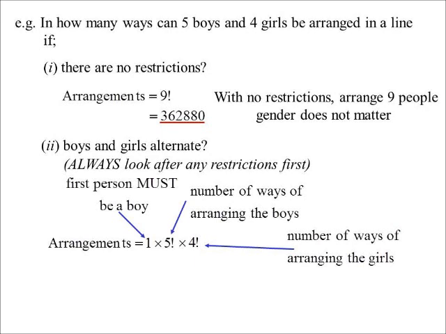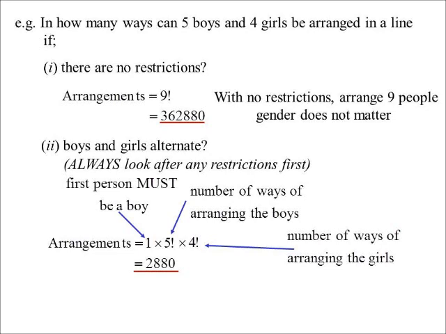Had there been the same number, say five boys and five girls, then instead of one at the start, I'd have two at the start, because I have a choice to make. Will I start with a boy or will I start with a girl? So I've got to look after that condition first. What am I going to start with? So I would have said two times, and in that case, it would have been five factorial times five factorial, because I've got the same number.